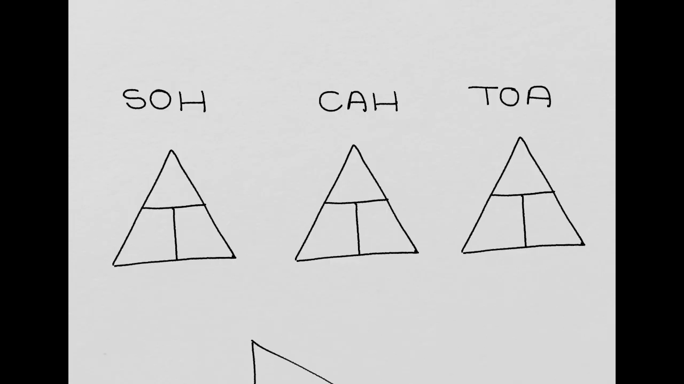So the SOH in SOH CAH TOA, is SOH. Now the S stands for sine. And it is actually spelled S-I-N-E, which is why I say sine and not sin. On your calculator, they drop off the E at the end. And sine is O over H. O is opposite, and H is hypotenuse.